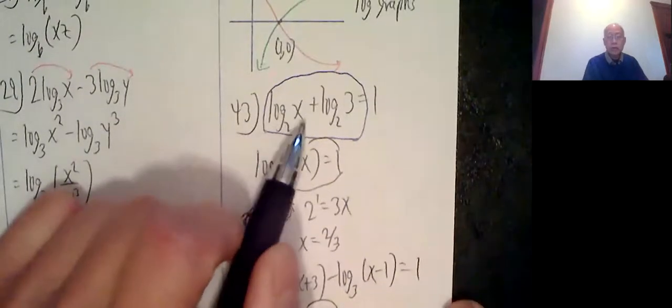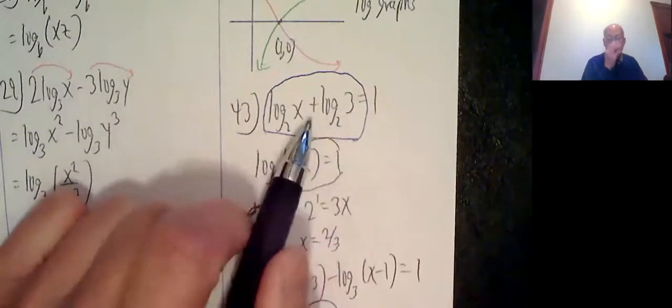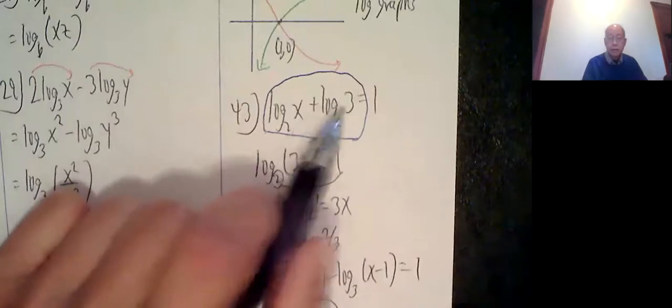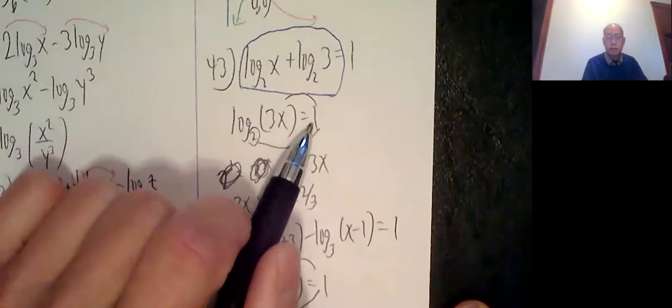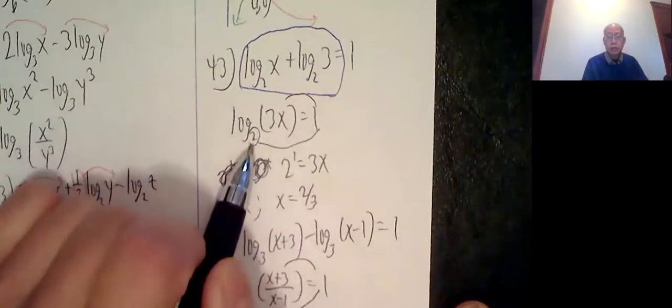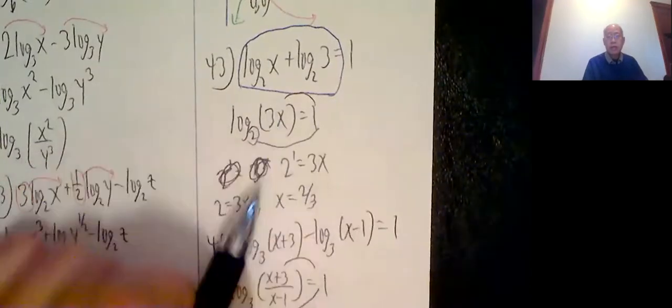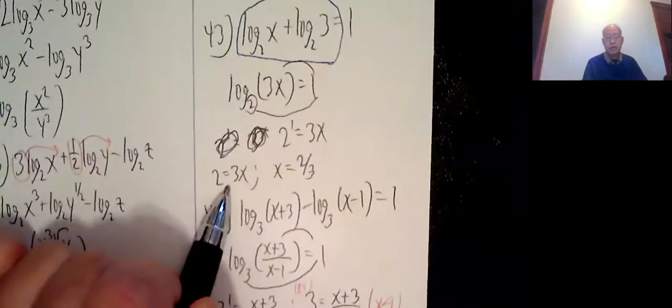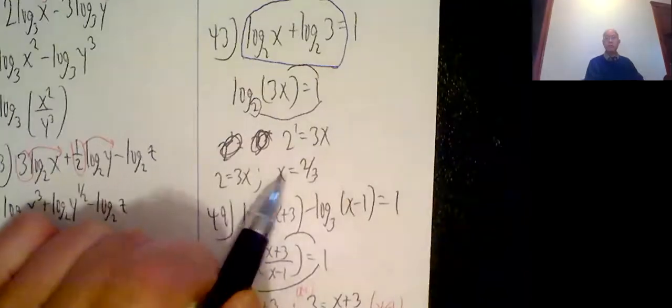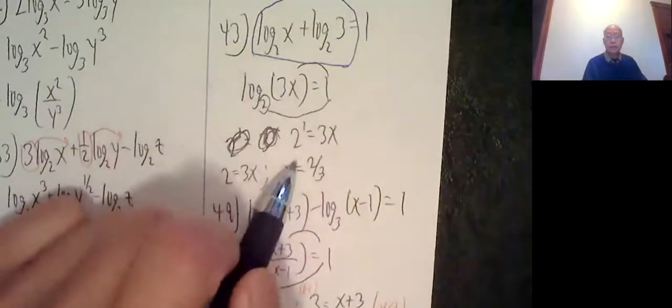Log base 2 of x plus log base 2 of 3 equals 1. Okay, there's a plus here, so I multiply x times 3. Log base 2 of 3x equals 1. Okay, now I'll unscramble it. 2 raised to the 1 equals 3x, or 2 equals 3x. Divide by 3, x equals 2/3. And we're good. I'm not taking the log of a negative or 0.